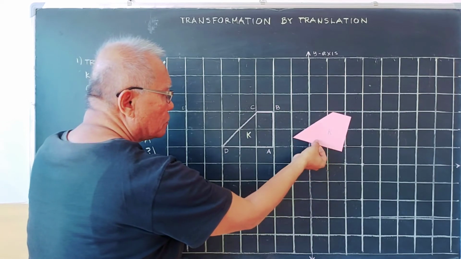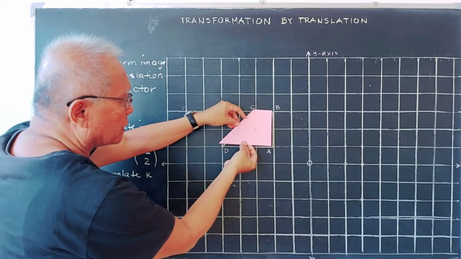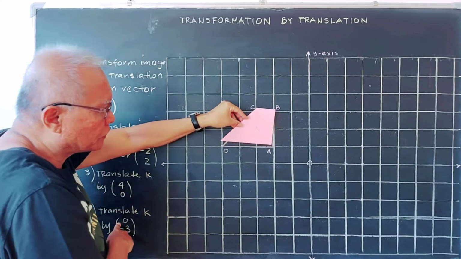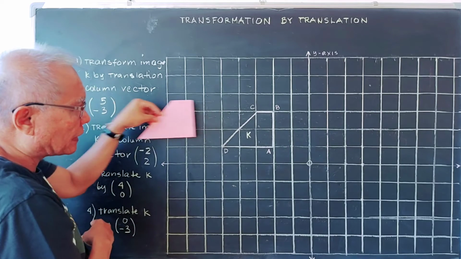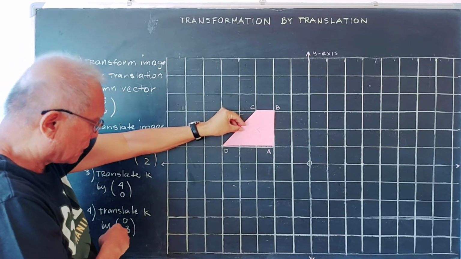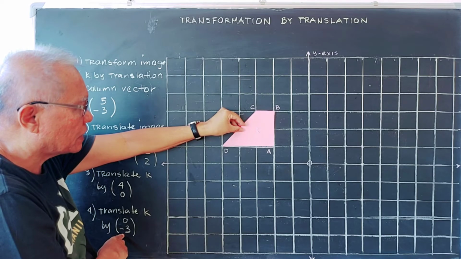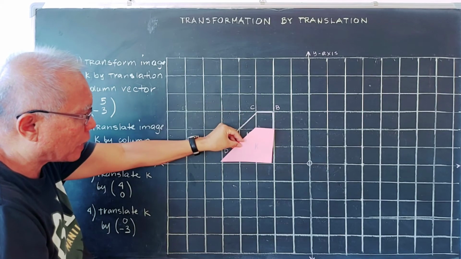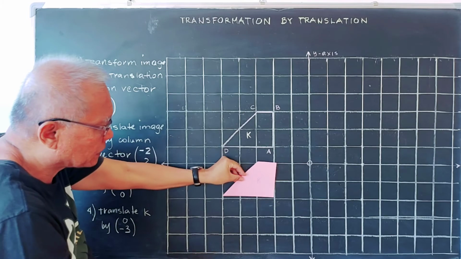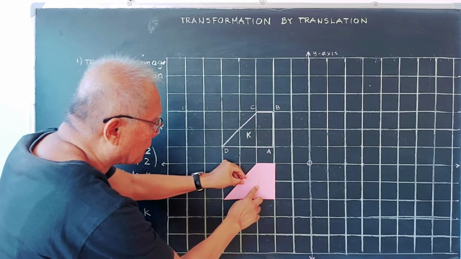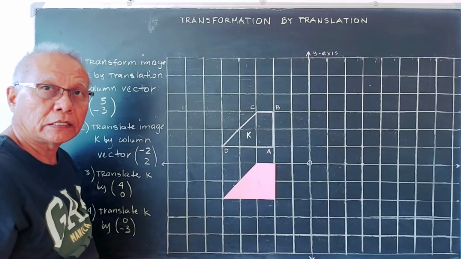If we are going to move our figure, it is here. Using the 0 means we're not going to move this one to the right or to the left. It will just stay there. But the -3 will tell us to move this figure or image 3 units downward. We have 1 and 2 and 3. So our image now of K is here.